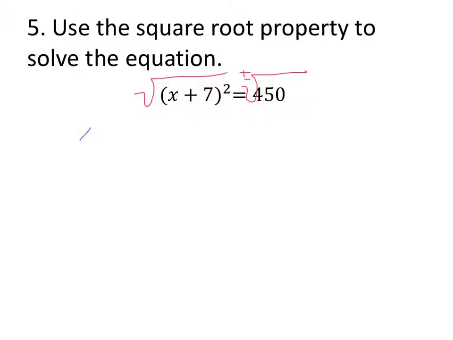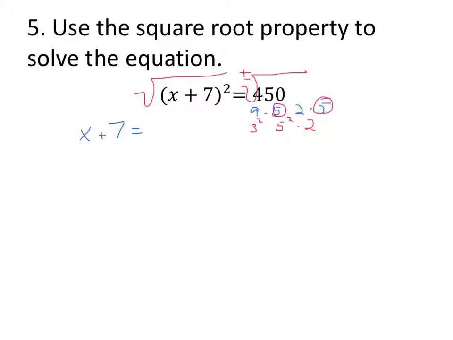So when we write that, we say x plus 7 equals the square root of 450. Now 45 is 9 times 5, so we know we have 9 times 5 times 10, and 10 is 2 times 5. You can use a factoring tree to check this work, but when you do that, you see that 9 is 3 squared, and then you have this 5 and this 5, so you have a 5 squared, and then you have a 2 left over.